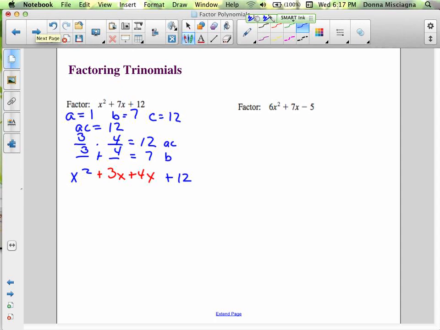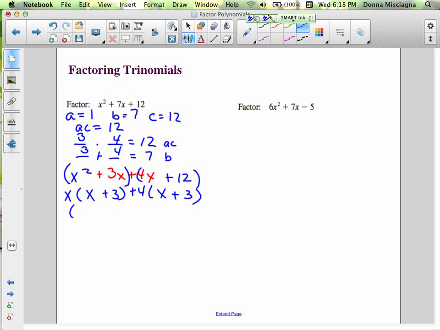The first two become a group, and you can put the parentheses in, or if you want to rewrite it, you can. So we've made the first two a group and the second two a group, and then we pull out a greatest common factor. x squared and 3x are both divisible by x. If we divide x squared by x, we'd have x. If we divide 3x by x, we'd have 3. 4x and 12 are both divisible by 4. 4x divided by 4 would be x, and 12 divided by 4 is 3.